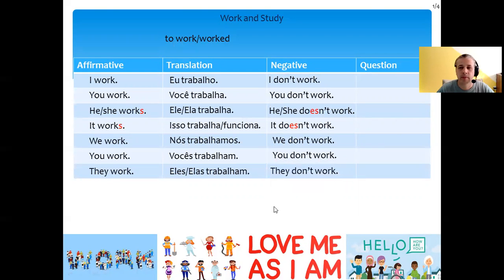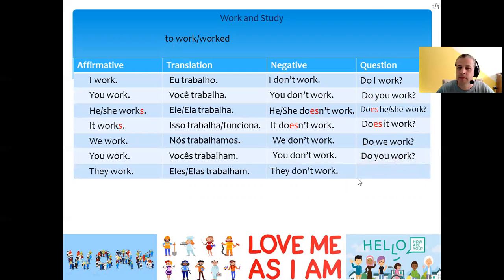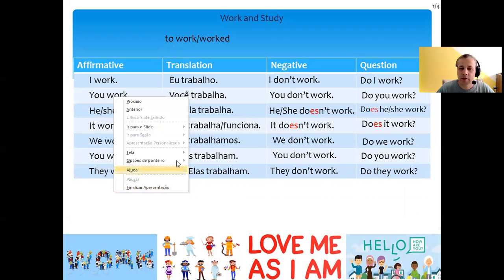They don't work. And to make questions, e para fazer perguntas, do I work? Do you work? Does he, does she work? Does it work? Do we work? Do you work? Do they work? Okay, that's it, guys.